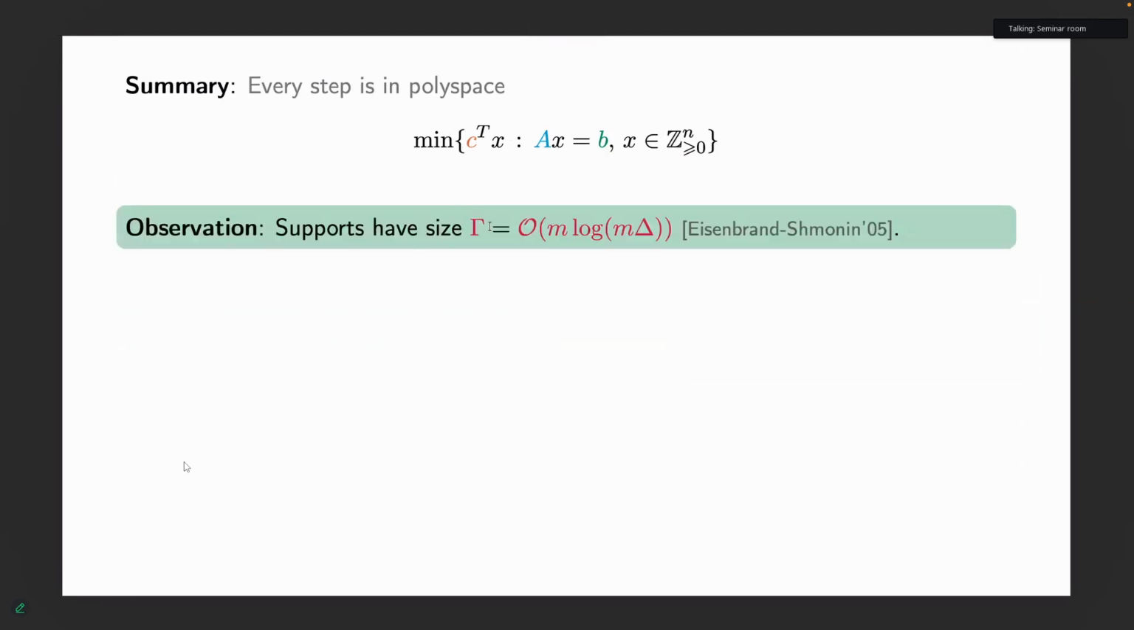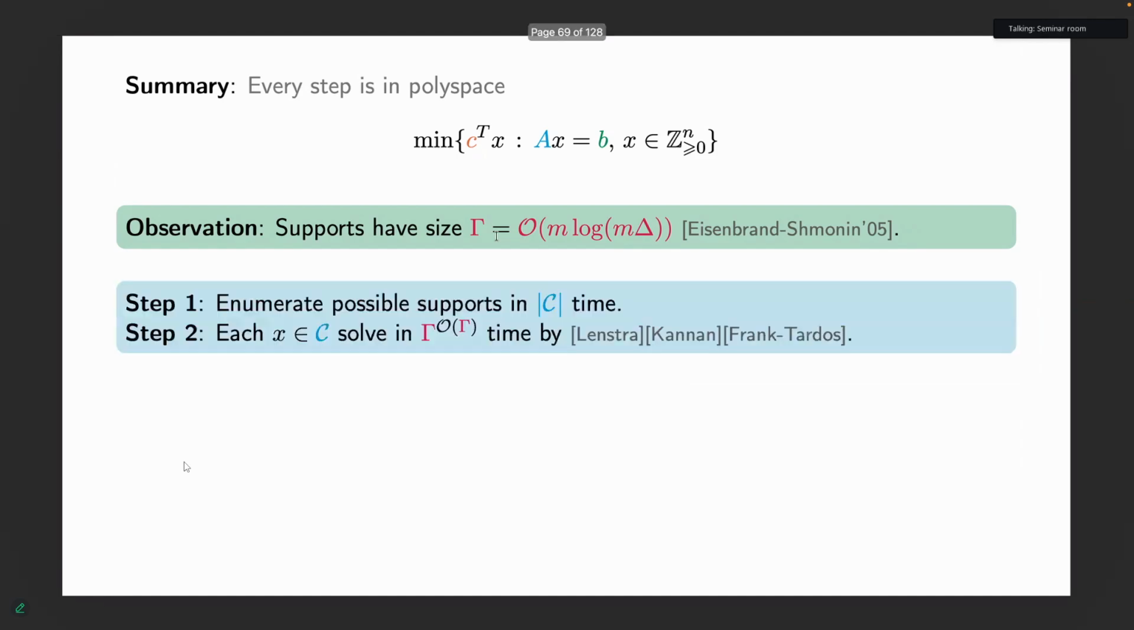So first, what we have is one trick in ILP that is just the Steinitz-type theorem by Eisenbrand and Weismantel, and then you enumerate possible supports in the size of C time, and then for each of the supports you solve an ILP.